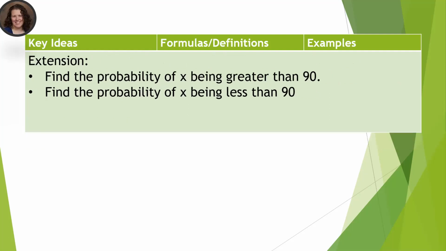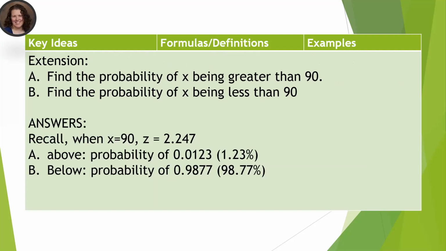So I'm going to give you an extension. Find the probability of x being greater than 90. Find the probability of x being less than 90. Use the same standard deviation and the same mean that we used before. You might need to back up the video. Pause it, try it, and come and check your answer. First you had to convert 90 to a z-score. Then the above area was about 1.23%, and the below area was 98.77%.